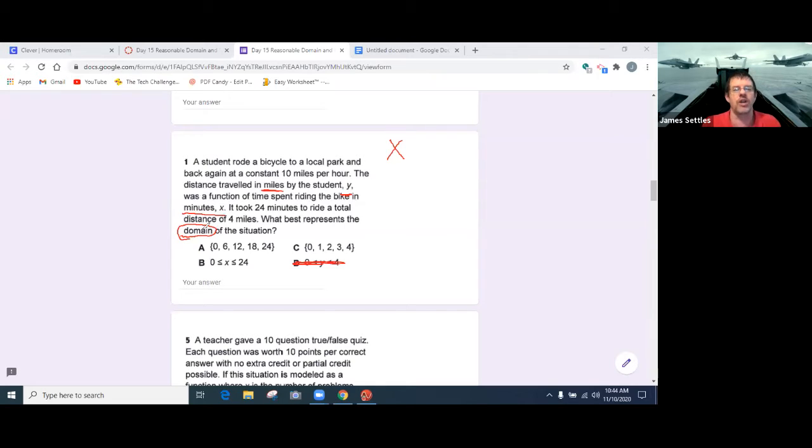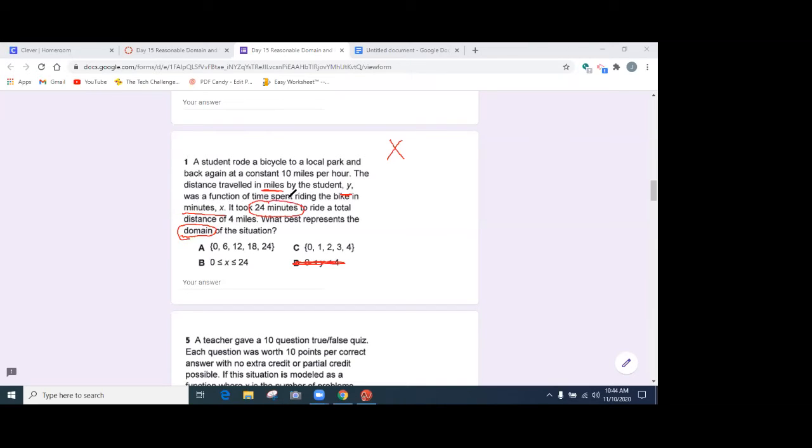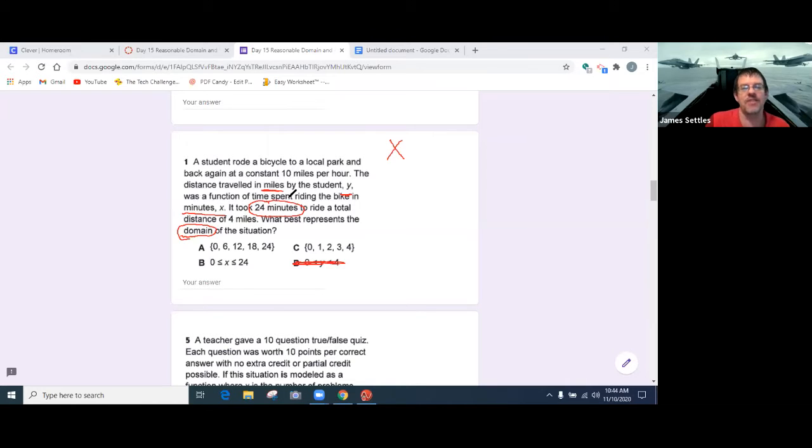Now I want you to look, where do you see a number for minutes here? Right here, 24 minutes. A and B both have the number 24, don't they? So that means that C is not dealing with minutes. Therefore, C is not domain. Even though this is kind of tougher, we've now narrowed it down to these two answers right here. Now this is the tough part, but you've got a 50-50 shot of getting it right now.